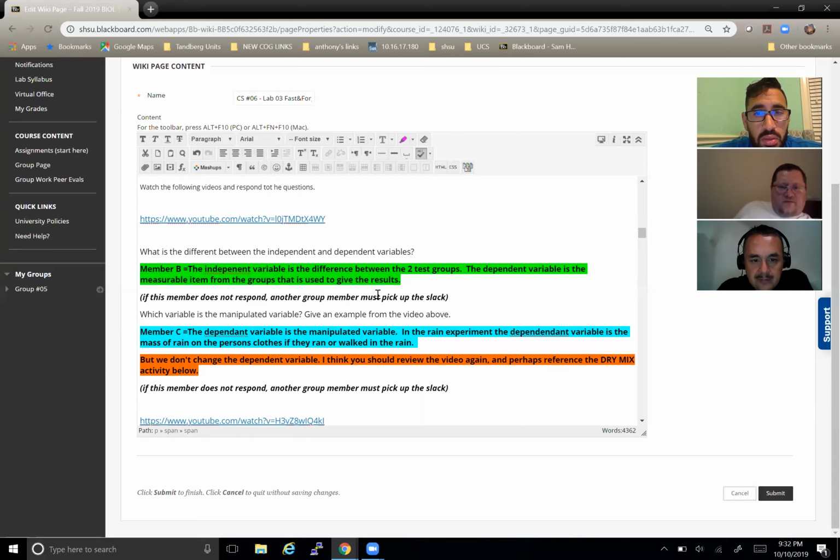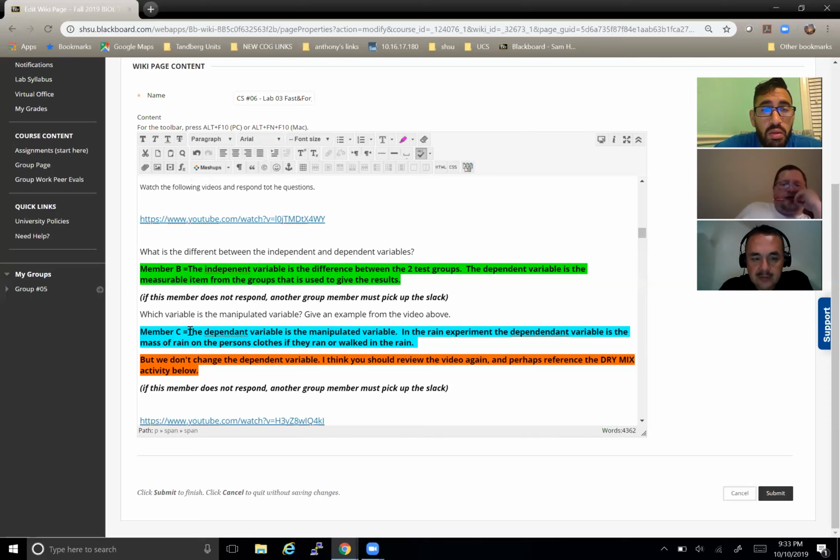Yeah, because I answered right above you. The dependent variable is the measurable item from the groups. So we were measuring the mass of the rain, weren't we? Yeah, right. No, the independent was whether they ran or whether they walked. That's what changed. So that's what's independent. So it should have been the independent variable is the manipulated variable? Yeah. We don't change the dependent variable. That's right. I screwed that one up. Yeah, it's the independent variable.